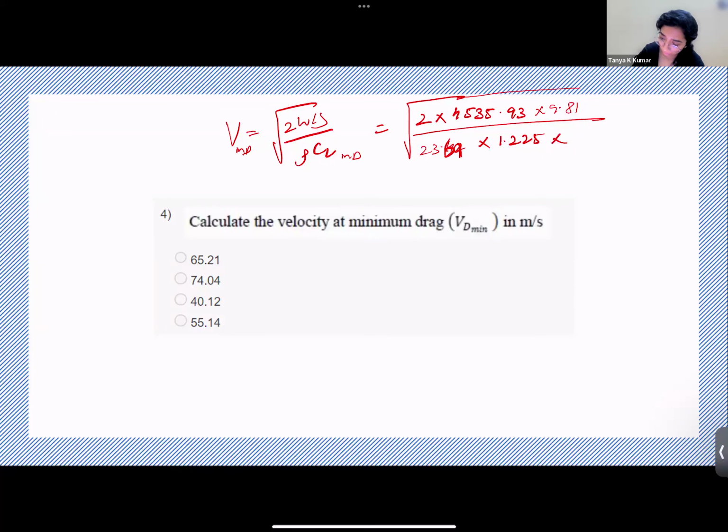0.56. And when you substitute all this, is everybody getting 74? Yeah, so 74.04 meters per second. So that is the right answer. Okay, let's look at the next question.